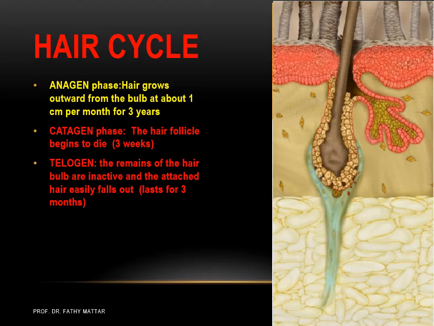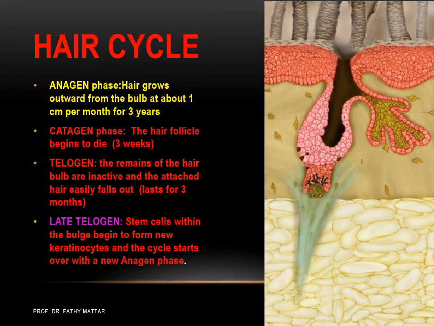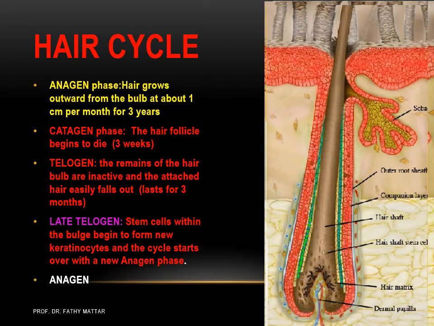The telogen reaches the bulge of stem cells, and so in late telogen the stem cells within the bulge begin to form new keratinocytes, and the cycle starts over with a new anagen phase, and the hair is formed again.